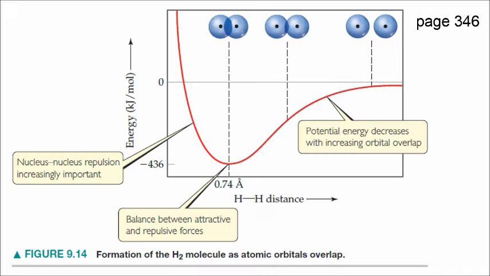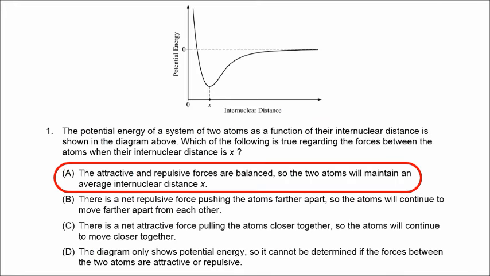So the correct answer to number 1 is A. The attractive and repulsive forces are balanced, so the two atoms will maintain an average internuclear distance x. X represents the bond length.